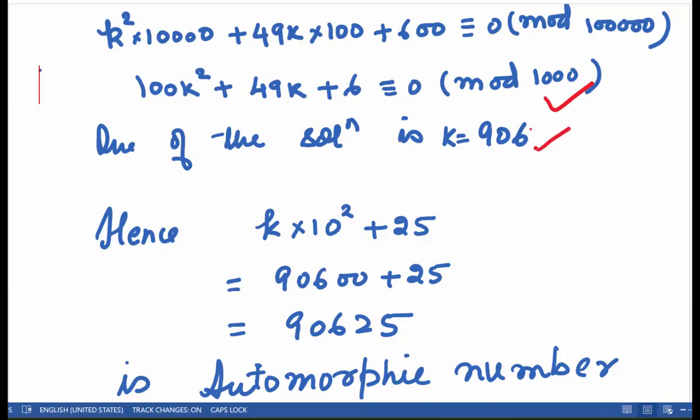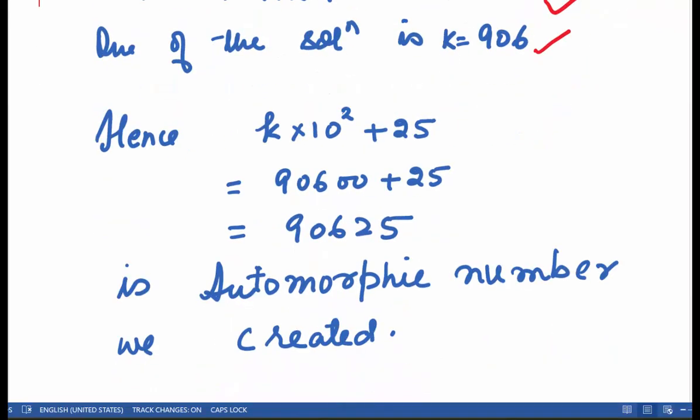So this is something which we will add to our given number 25. So what does the number become? It is k into 10 to the power 2 plus 25. k was 906 multiplied by 10 square, that is 00, plus 25, we get 90625. And as I just said, we add 906, the k we got, to 25, or we can say that we are prefixing 906 to 25, the x we had, and this gives us an automorphic number. So we have created a new one.